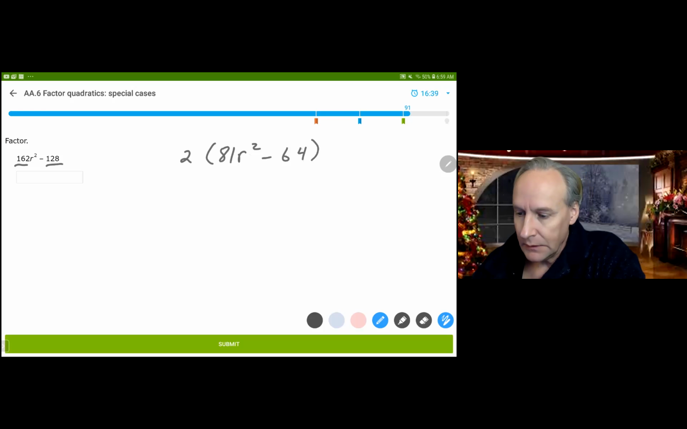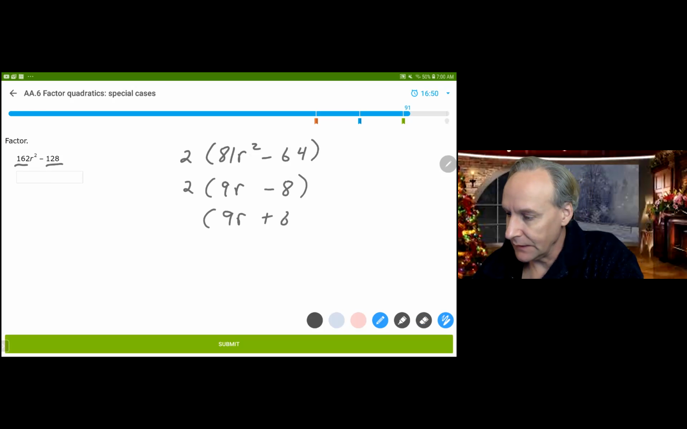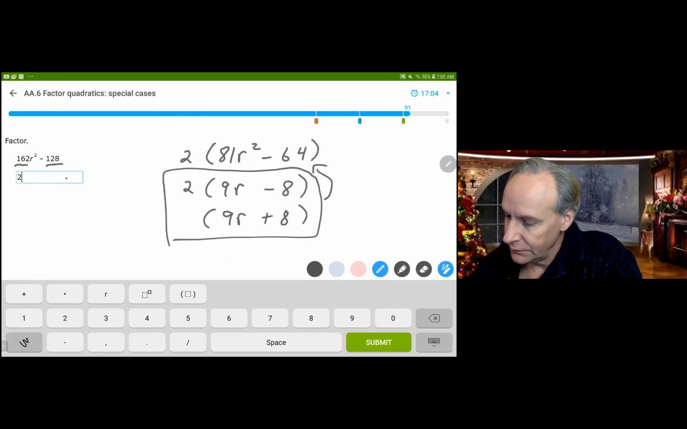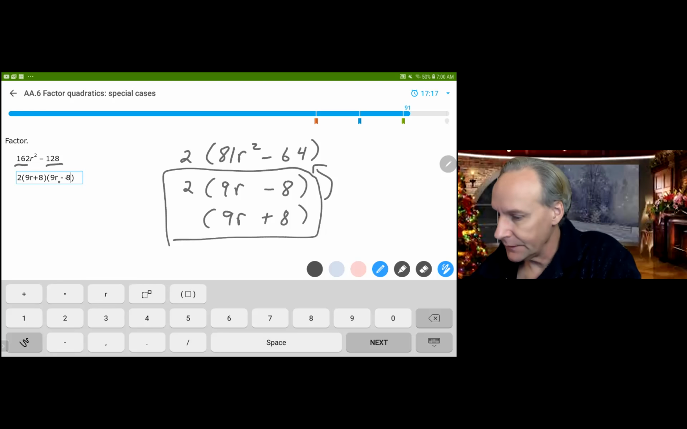So let's do it. That's going to be 9r minus 8 and 9r plus 8. And that does give us our difference of squares, and our 2 still has to be there. Don't forget that the 2 needs to be included, okay? So we have the 2, and we have a 9r plus 8, and a 9r minus 8. And it looks good. There it is.